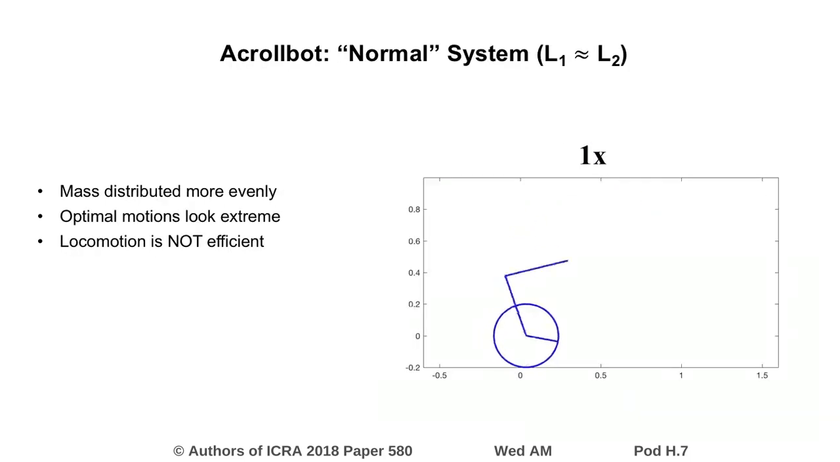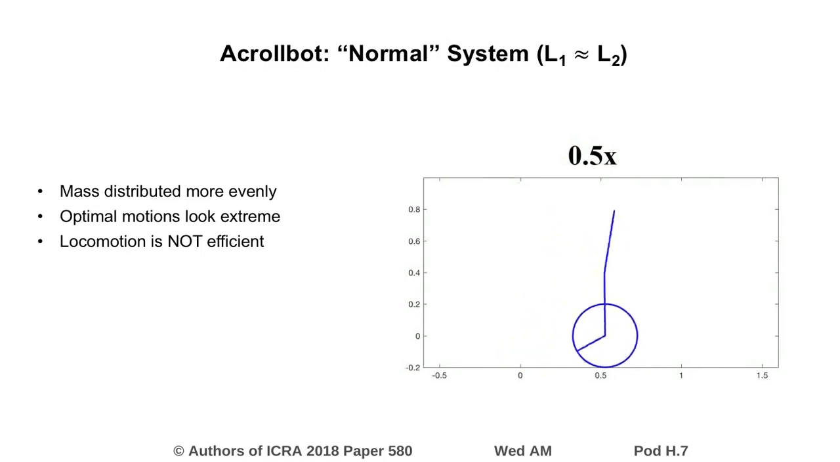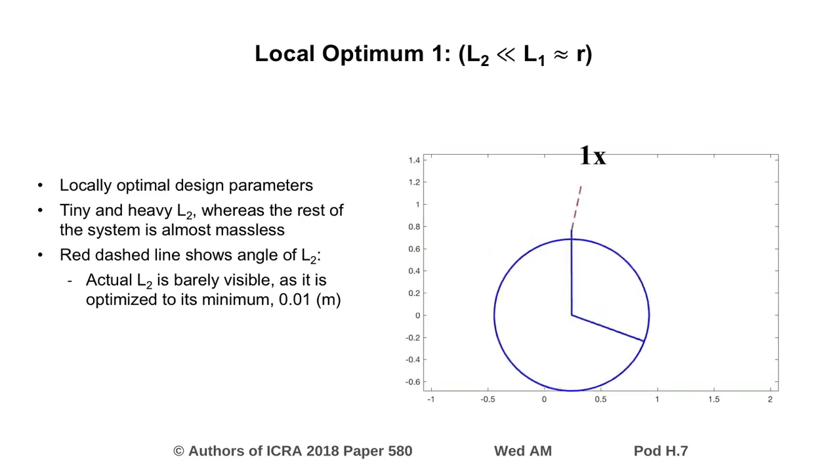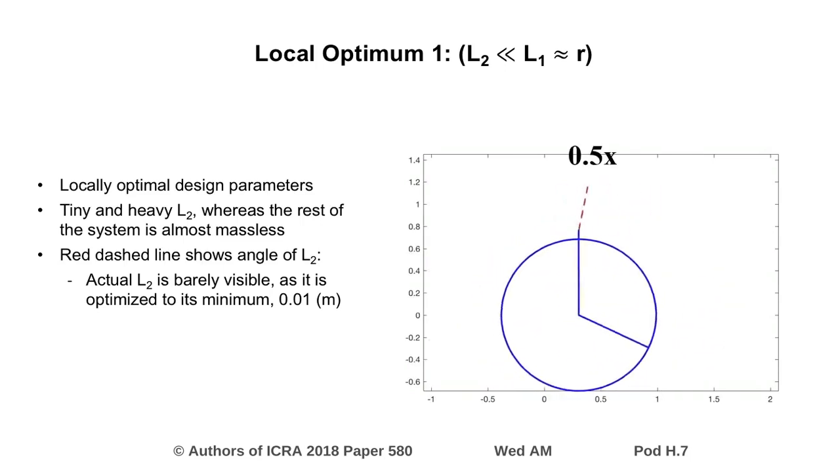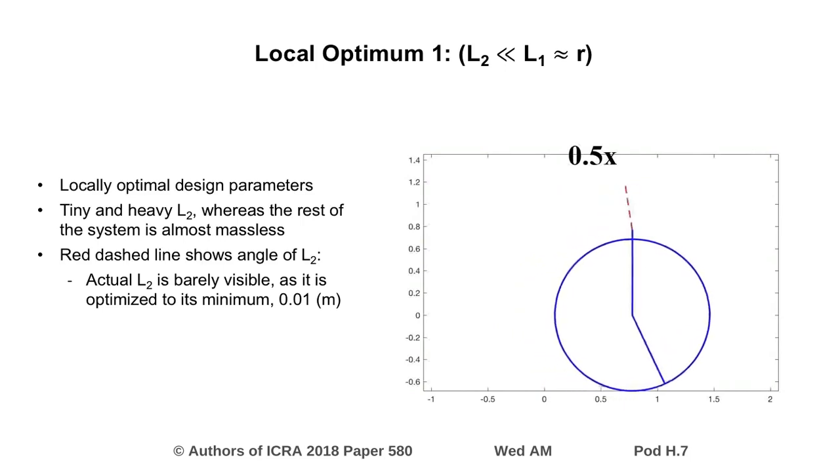In comparison, the motions discovered with our optimization framework for a more traditional acrobot parameter type system, where both links are the same length and have the same mass, look very extreme and have a very high associated cost of transport. Our framework simultaneously optimizes both motion trajectories and robot design parameters. Shown here is the first discovered local optimum.